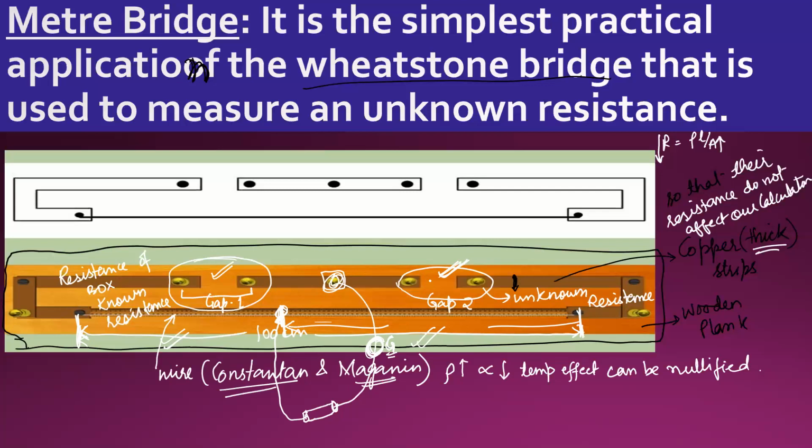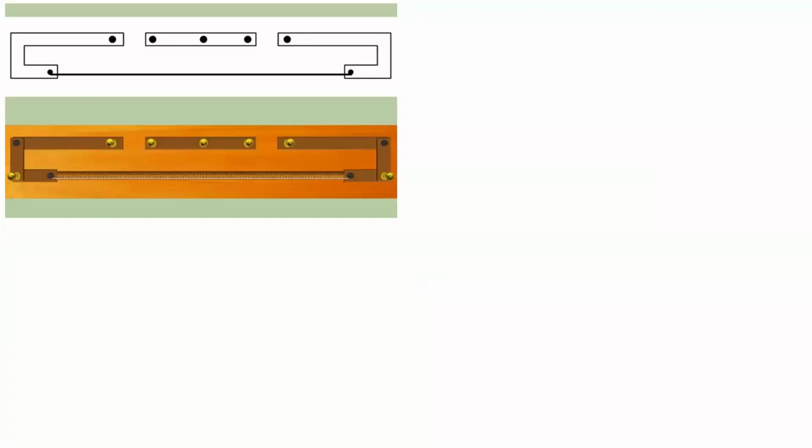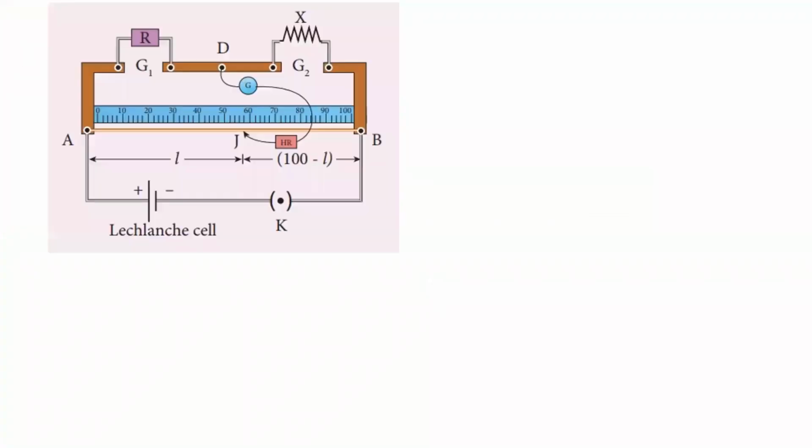How can we find the unknown resistance through this gap? For this, we are having a diagram of a certain type. Through this point A and B, we have connected a Leclanché cell. What is a Leclanché cell? A Leclanché cell is a dry cell which is used in the labs. R, as I have already told you, is the resistance box. I have told you why we are using thick copper wires. We are using thick copper wires so that their resistance can be nullified.